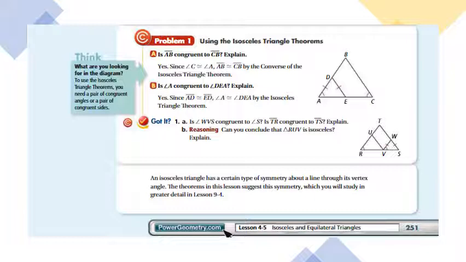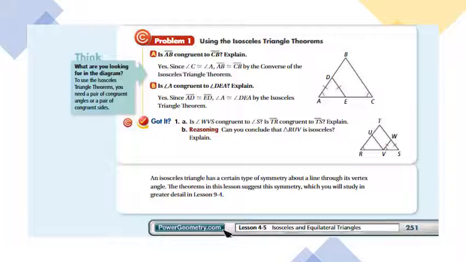Okay, they said angle WVS is congruent to angle S. So look at this small triangle. They put the mark on the sides. So you can understand that if two sides are congruent, then the base angles are also congruent. So yes, the answer is yes.